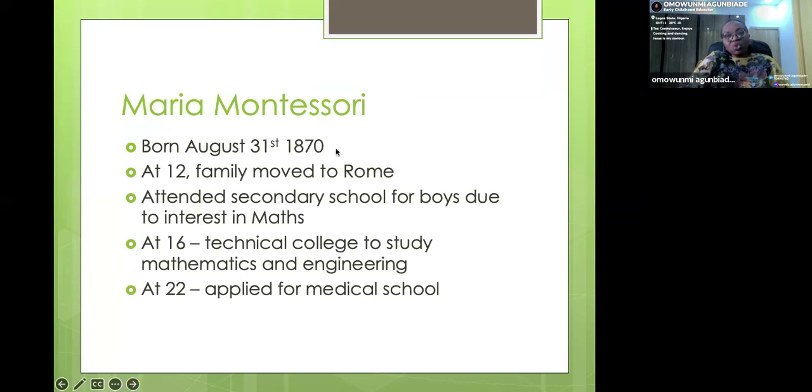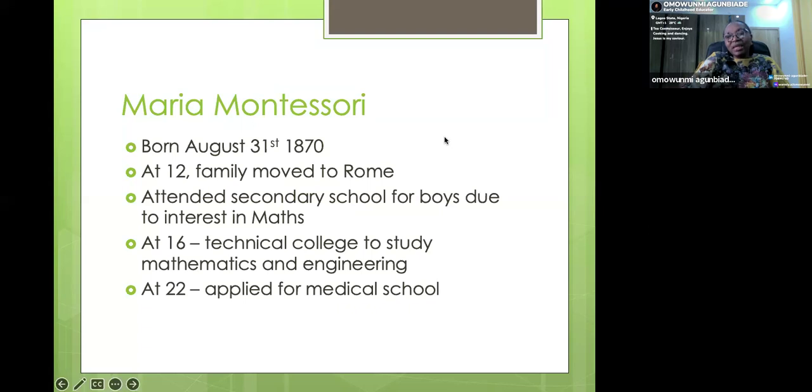So who was Maria Montessori? She was born on the 31st of August, 1870. At age 12, her family moved to Rome. She attended secondary school for boys due to her interest in math.